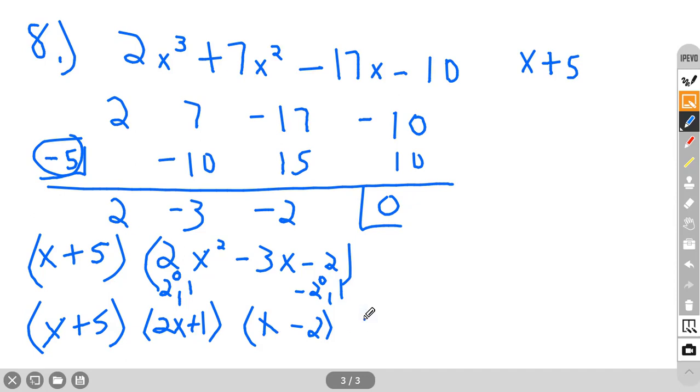And now I factor that problem. So factoring, I got x plus 5 times 2x plus 1 times x minus 2. So that answer looks like it's going to be B.